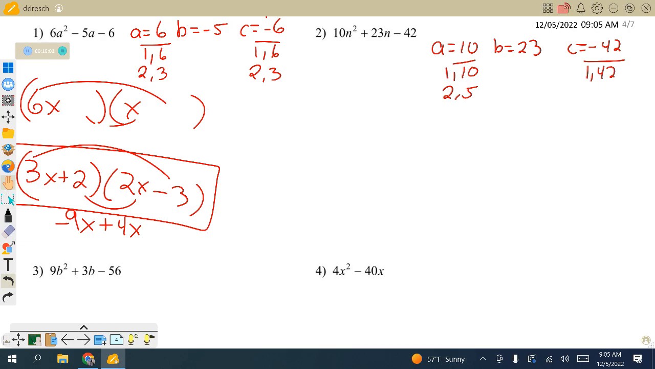42, go down in order. 1 times 42 is 42, 2 and 21, 3 and 14. That's the only time you might want to have your calculator out, is right here. 4, no. 5, no. 6 and 7. Once you start repeating yourself, you're done.